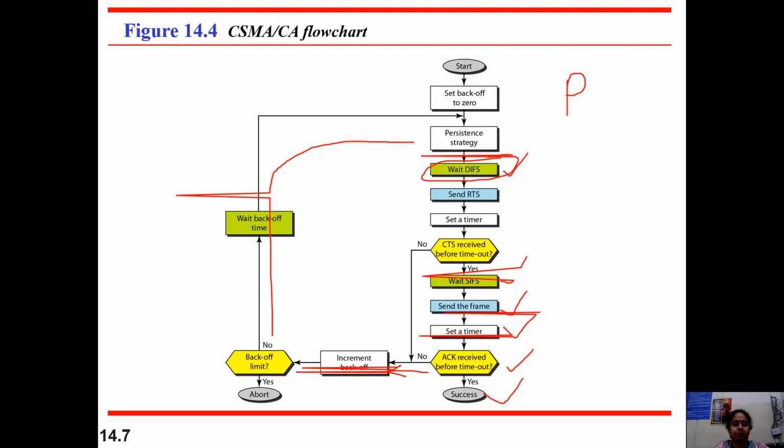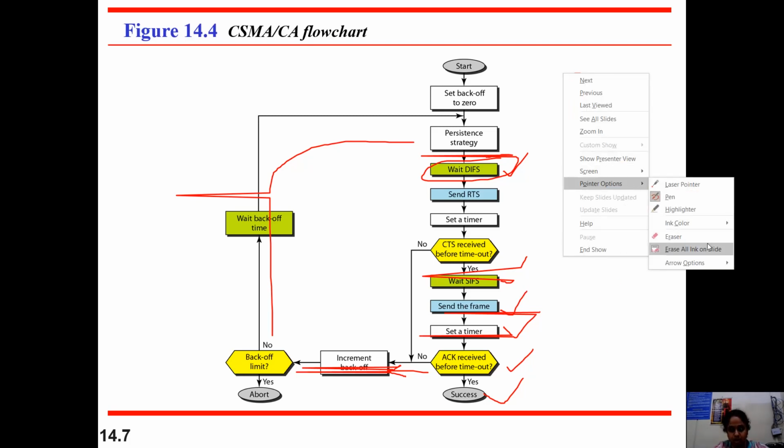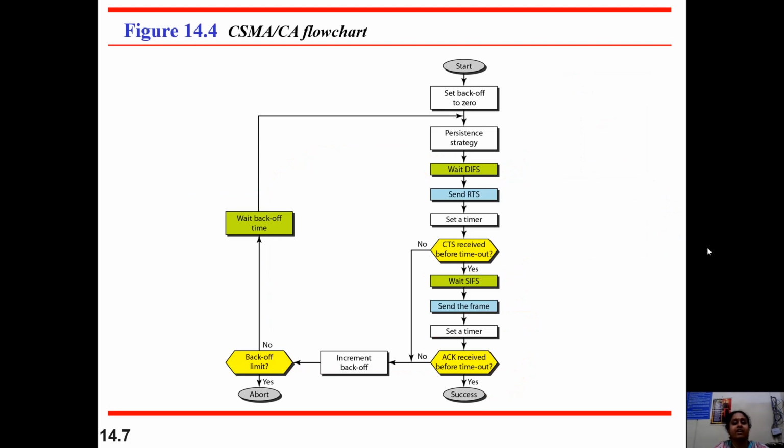So this was all about the CSMA-CA operation, or the protocol which is used in wireless LANs. CA stands for collision avoidance. With the help of handshaking signals and with the help of various IFS, collision is avoided.